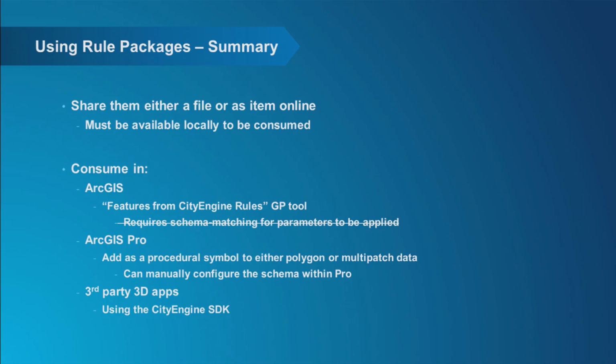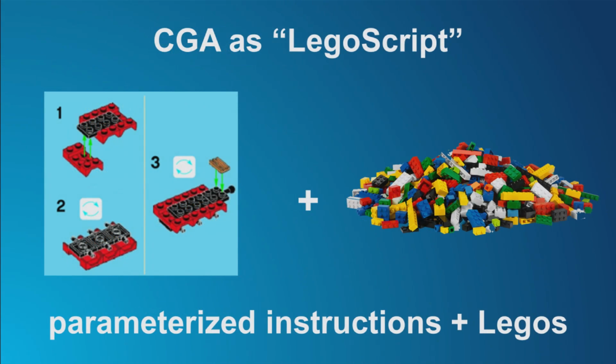You can consume them in ArcGIS Pro as symbology, and then you can also consume them in third-party apps. So rules are CGA, right? So they're actually kind of this procedural script. And to introduce the concept of what CGA is, I'm going to turn it over to Pascal to take us through CGA 101.